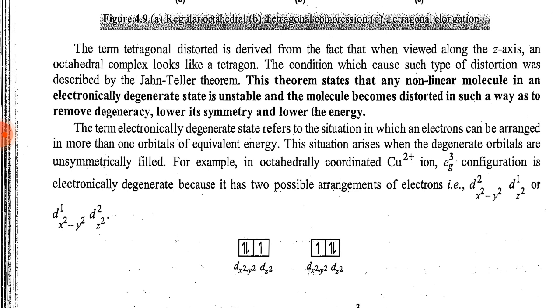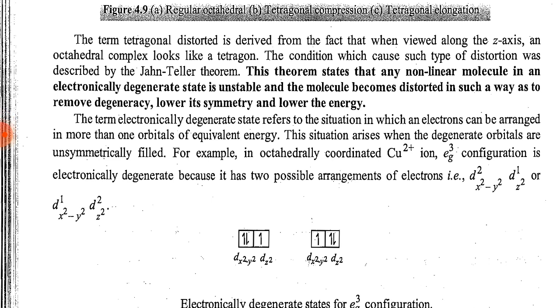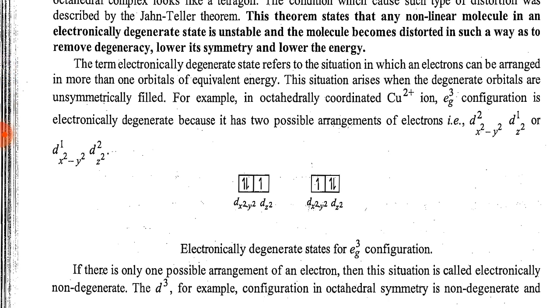The term tetragonal distortion is derived from the fact that when viewed along the z-axis, an octahedral complex looks like a tetragon. The condition which causes such a distortion was described by the Jahn-Teller theorem. This theorem states that any non-linear molecule in an electronically degenerate state is unstable, and the molecule becomes distorted in such a way as to remove degeneracy, lower its symmetry, and lower the energy.